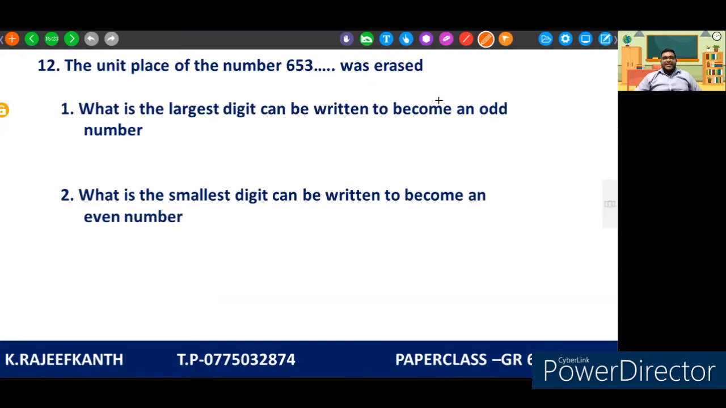653 dash, there is a blank, was erased. The unit place of the number 653 dash was erased. What is the largest digit that can be written to become an odd number? Here we have to find the answer for the first one. And second one, what is the smallest digit that can be written to become an even number?